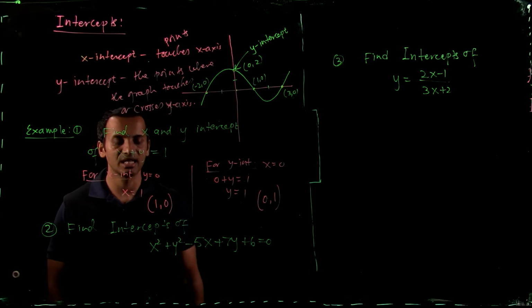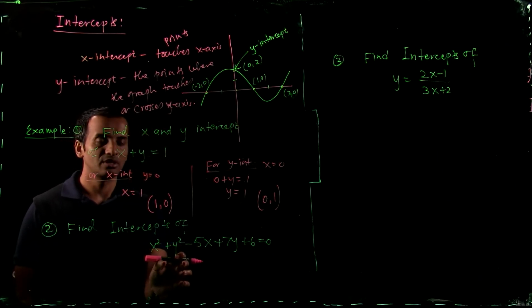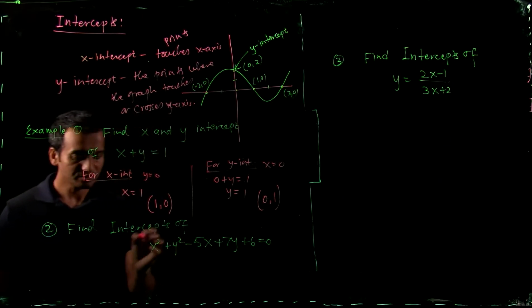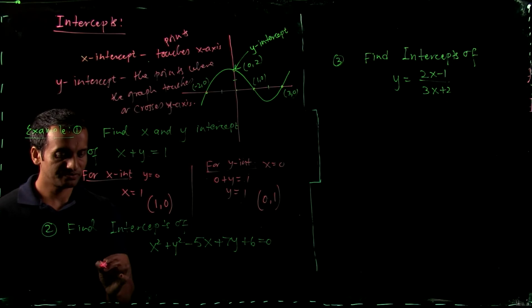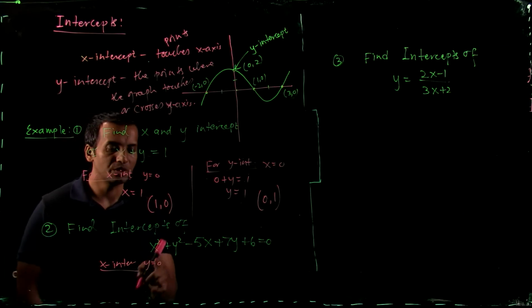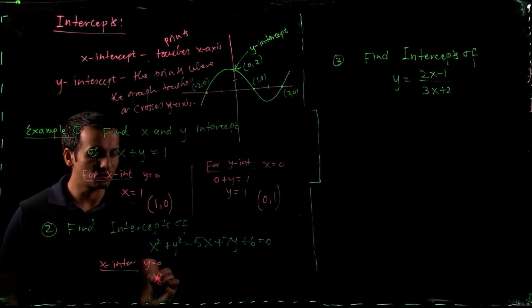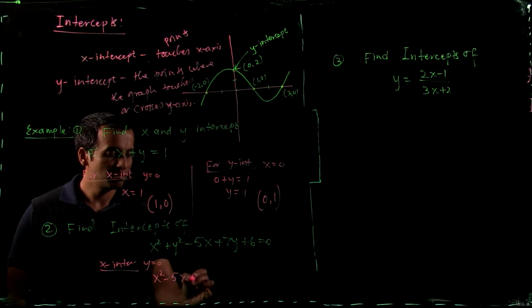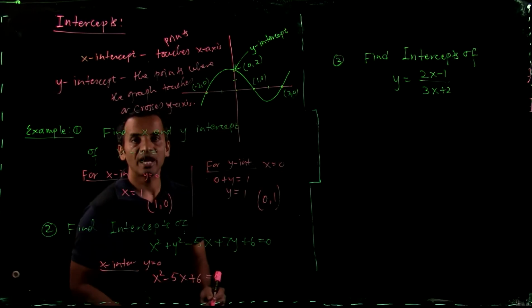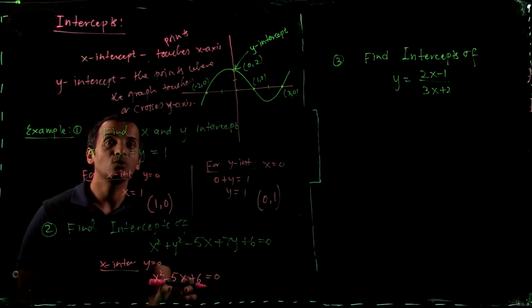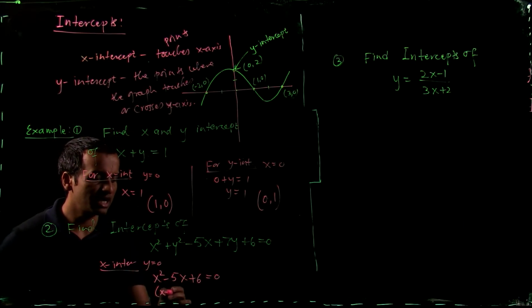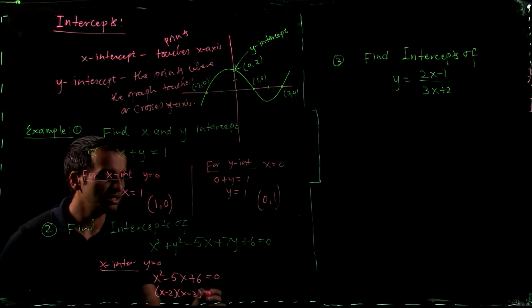Okay, let's take the second example. What are the x and y-intercepts for this equation? Let's find the x-intercept first. For the x-intercept, you set y equals 0. If you set y equals 0, you get x squared minus 5x plus 6 equals 0. Now you want to solve for x. You can use the quadratic formula, or you can find the two factors. If you solve, you get (x minus 2)(x minus 3) equals 0.